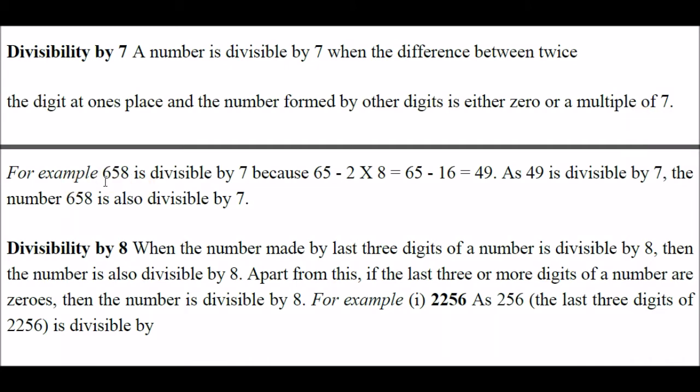See this example. The given number is 658. How can you say 658 is divisible by 7? Just see the condition. Twice the digit at one's place. At one's place the digit is 8. Twice the units digit is 2 into 8. The difference between the number formed by the other digits, 65, and twice the digit at one's place: 65 minus 2 into 8, that is 65 minus 16, that is 49. As 49 is divisible by 7, we can say the given number 658 is also divisible by 7.